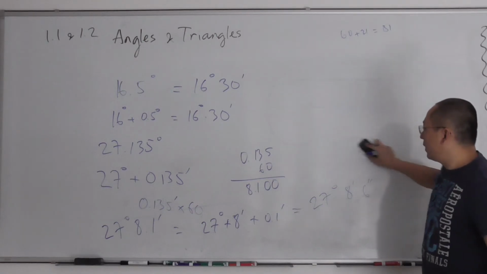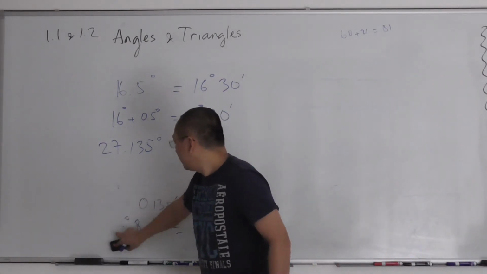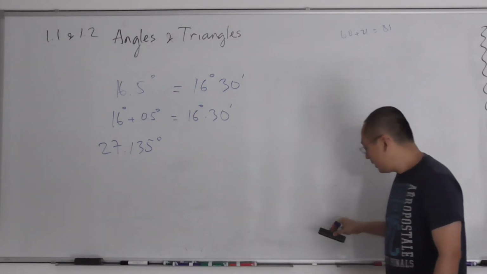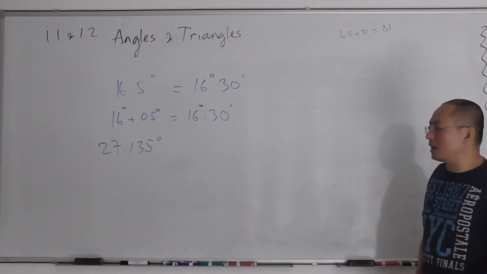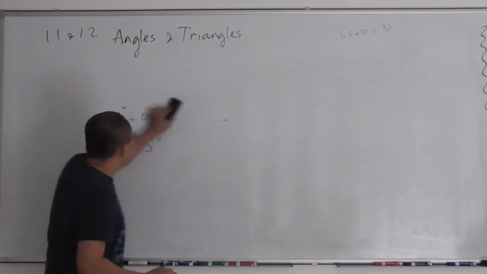That is how we convert from decimal degrees into degrees with minutes and seconds. Next question, what about the other way around? Can we convert from degree, minute, second back into decimal? So it's kind of going backward, guys.